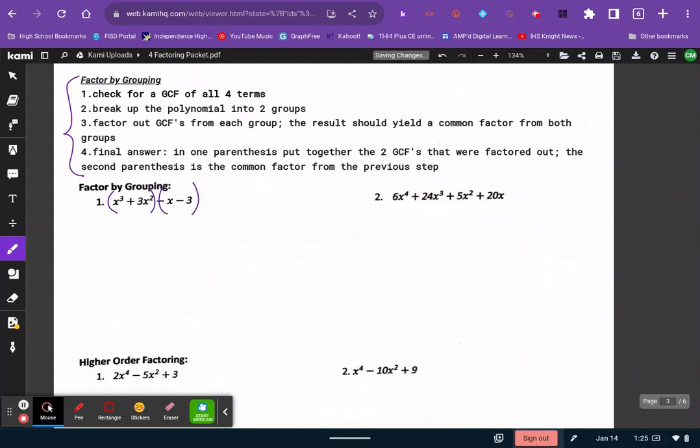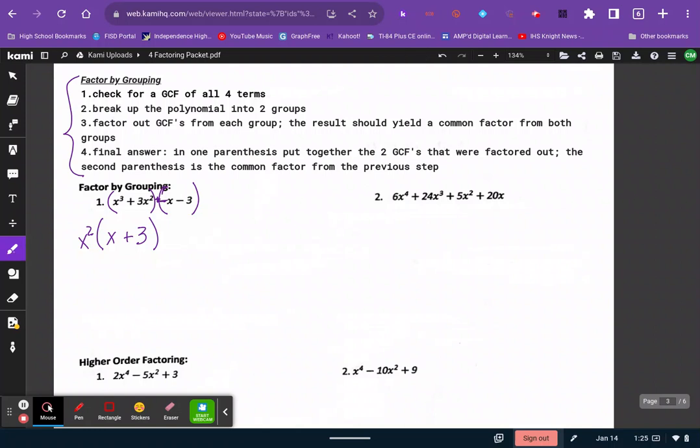I'm going to take that negative with the x. So I'm going to put this in here, and then we can add in between the 2 sets of parentheses. So first set GCF is x squared, leaving me with x plus 3. My second set is negative x minus 3.